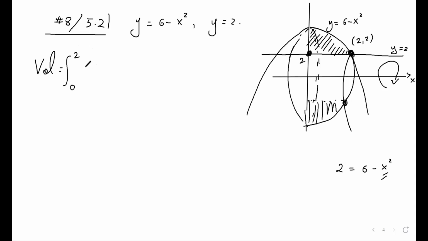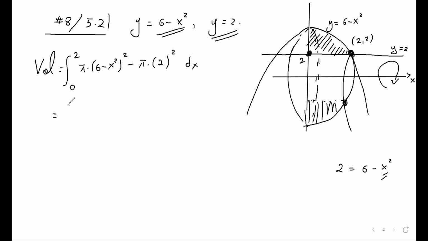And what we're going to do, pi times that one squared, (6 minus x squared) squared, minus pi times, I'm sorry, not x squared, minus 2. So pi times 2 squared, because this is the second function. So first function, second function, top and bottom. All right, so this is what we want to integrate.